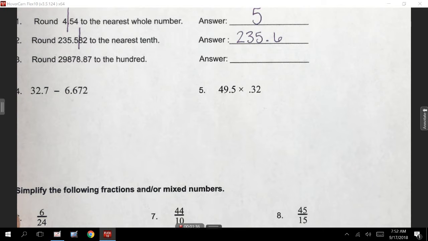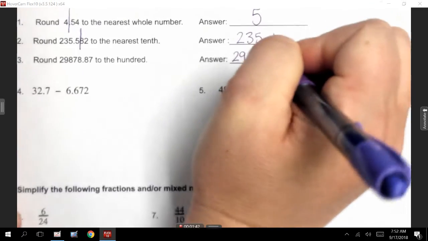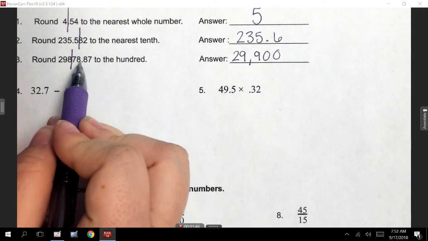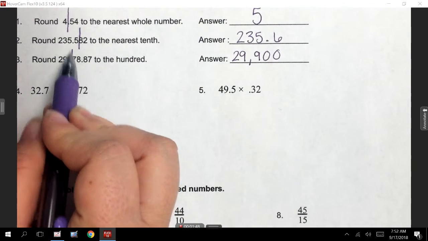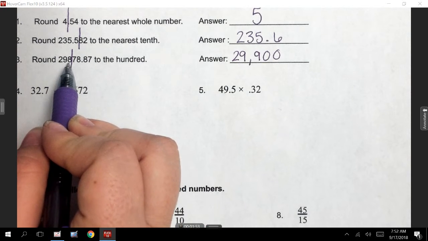Bella? 29,900. So you are correct. We're looking at that 8, so that's 1s, 10s. There's the 100, so I drew my wall. If I look next door, it is 5 or more, so that's going to raise up to a 9.